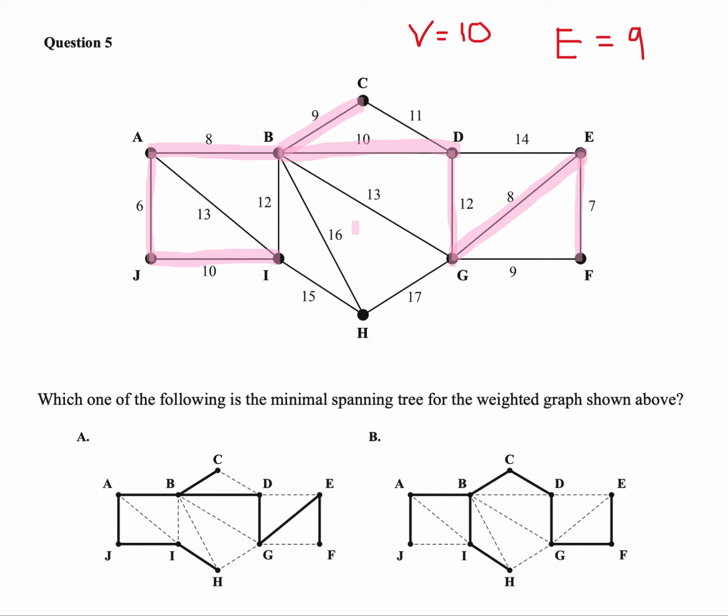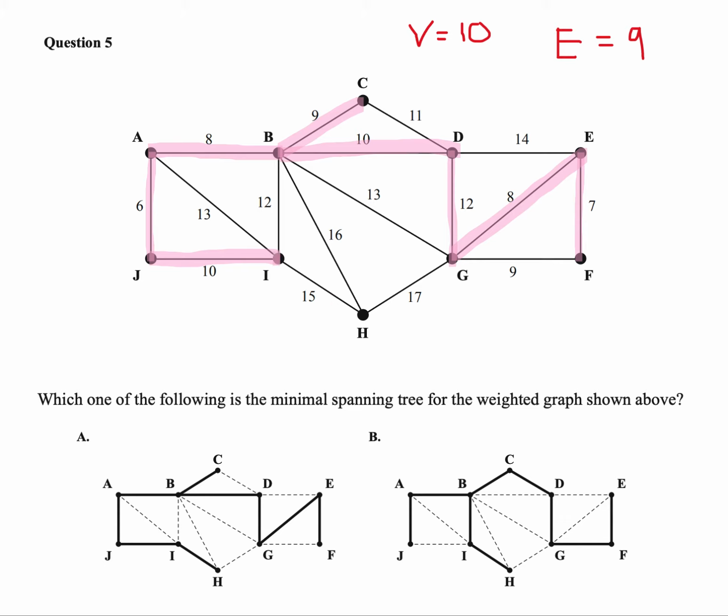And you can kind of see at this point that we've got every vertex connected except this one to H, so we've got to finish off the job. Remember, we're just going to pick the smallest available one without creating a circuit. Can't use this 12, can't use this 13 from A to I, can't use the 13 from B to G, can't use the 14 from D to E.